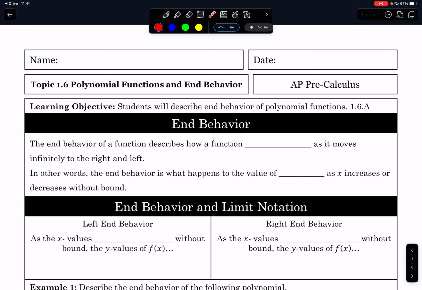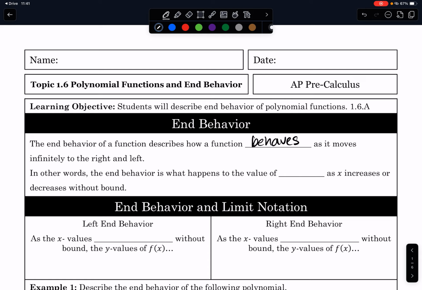In topic 1.6, polynomial functions and end behavior, you will learn to describe the end behavior of polynomial functions using limit notation. We'll begin by first describing what an end behavior is. The end behavior of a function describes how a function is going to behave as it moves infinitely to the right or to the left.